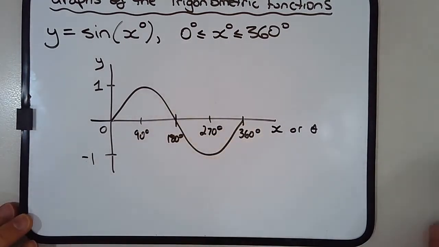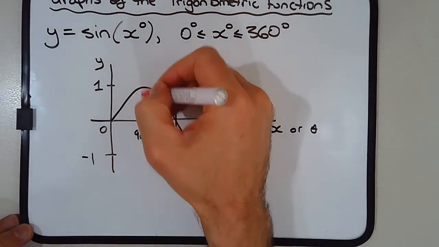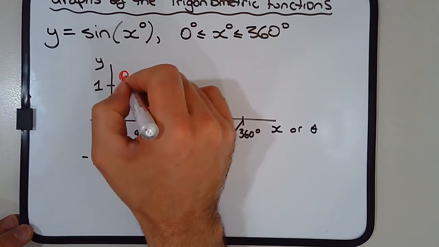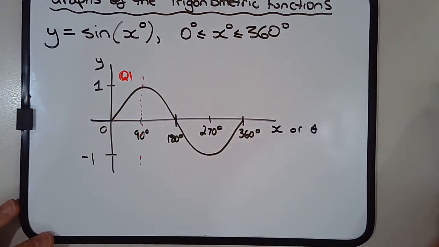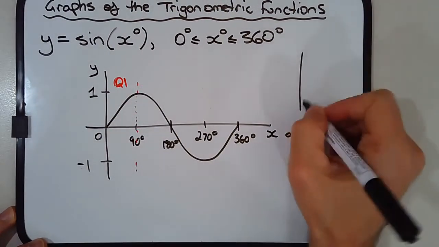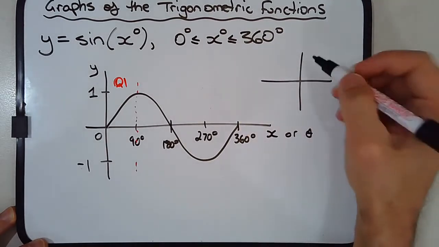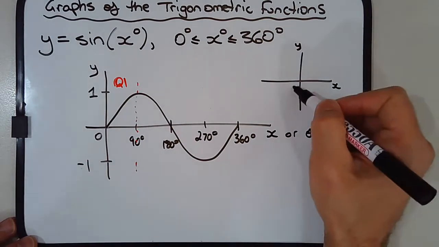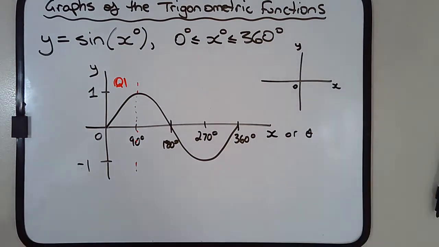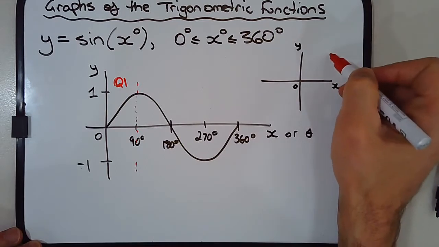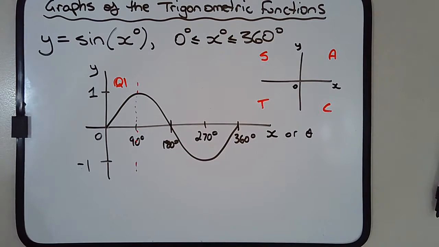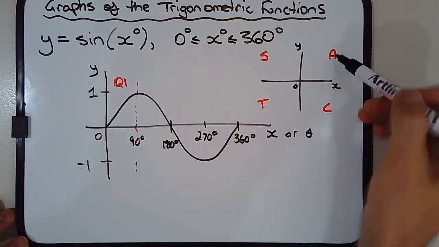Now, one thing worth noting as well, 0 to 90 degrees. I really want to point this out to you. This is quadrant 1. If you think back now to the number plane, there's our positive x-axis and our positive y-axis, and there's our origin. Starting off in quadrant 1, remember all stations to central. So in quadrant 1, sine is positive.